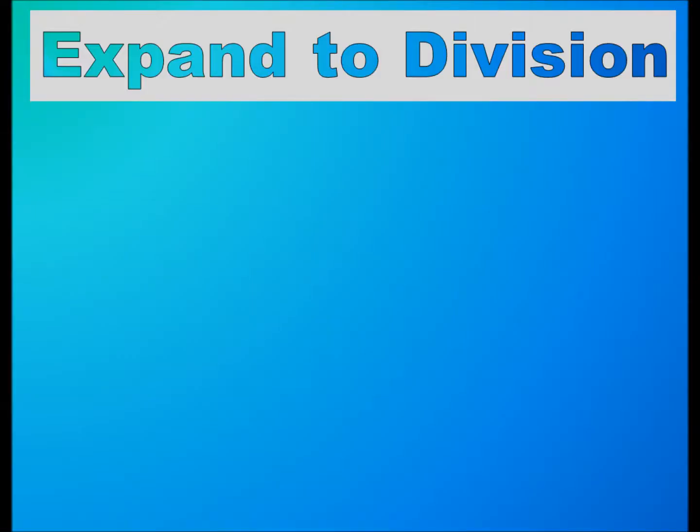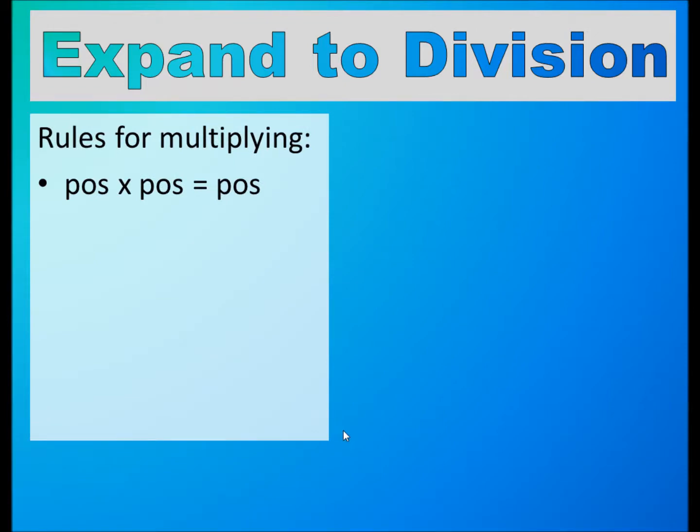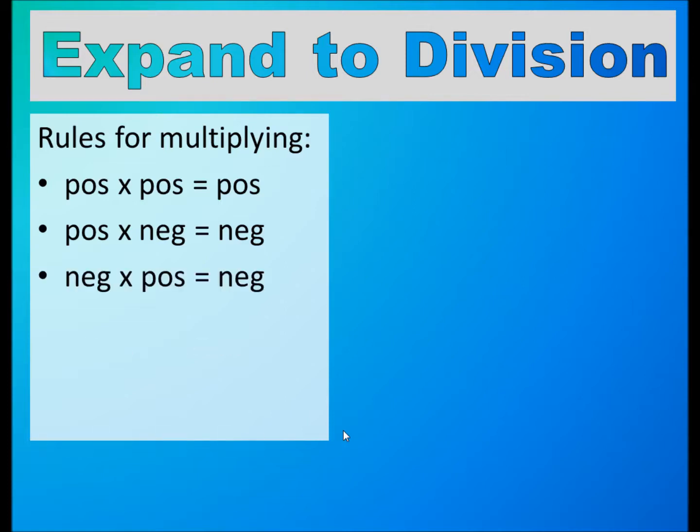So we already went over the rules for multiplication for positive and or negative numbers. But what about the rules for division? Writing down the rules of multiplication can help us, because division is the opposite of multiplication. The rules for multiplication are: positive times positive is positive, positive times negative is negative, negative times positive is negative, negative times negative is positive.